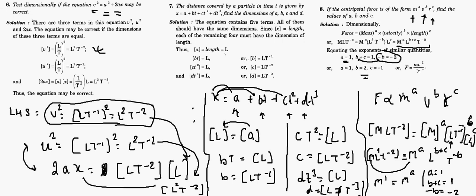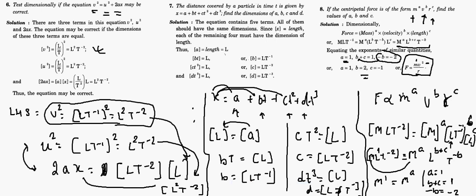So finally, put the values: m raised to power 1, then v raised to power b, which is 2, and the length r raised to power c, which is minus 1, so it will go in the denominator. So F is directly proportional to m v square by r, or you can write F is equal to m v square by r. So that was the value for this. I hope it is very clear to you. Now let's see the remaining two problems.